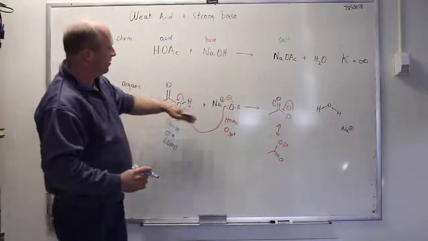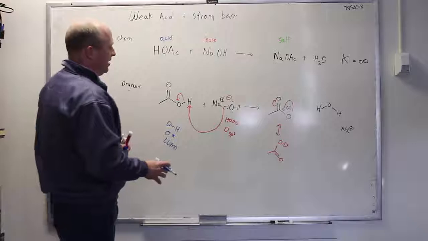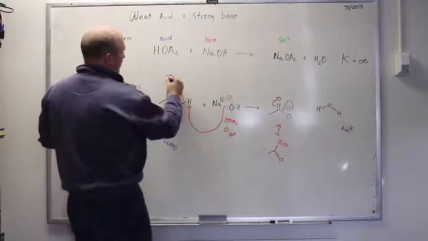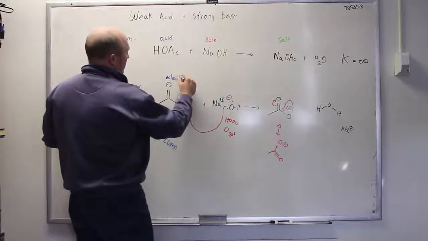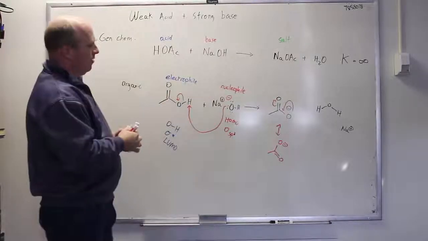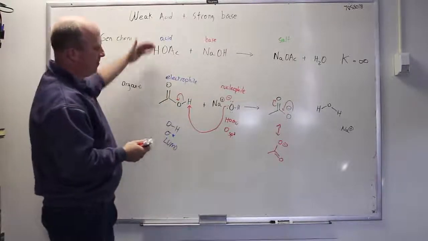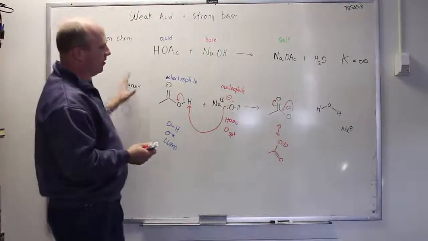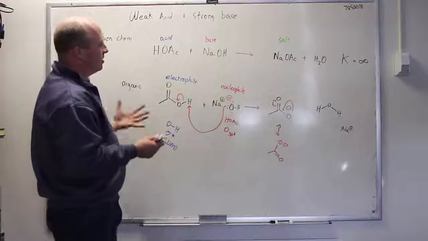Once again, this is the electrophile, this is the nucleophile. The thing that does the attacking is the nucleophile, the thing that is attacked is the electrophile. So here's the electrophile, the hydroxide is the nucleophile. So what's the difference between them, Gen Chem and organic? Once again, we care about electron flow, and broadly speaking though, these are describing the same general idea.